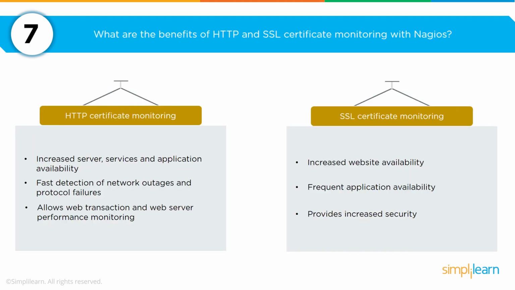processes. So what are the benefits of HTTP and SSL certificate monitoring with Nagios? With HTTP certificate monitoring, it allows you to have increased server, services, and application availability, obviously very important, fast detection of network outages and protocol failures, and allows web transaction and web service performance monitoring. The SSL certificate monitoring allows for increased website availability, frequent application availability, and provides increased security.